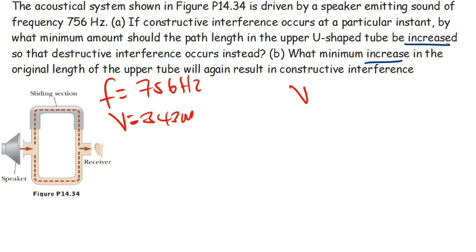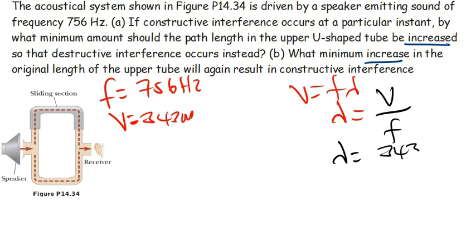So now V is equal to F lambda. So lambda will be equal to V divided by frequency. So lambda will be equal to 343 divided by the frequency 756. So I'm going to get 0.454 meters. That is my lambda.